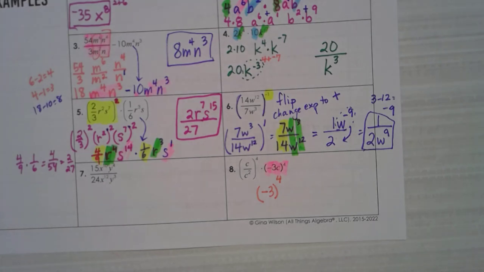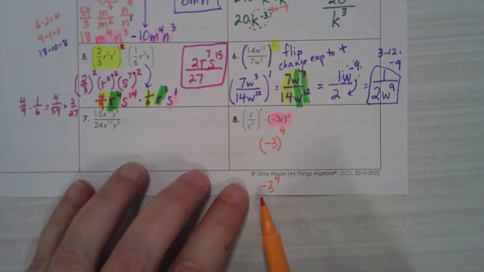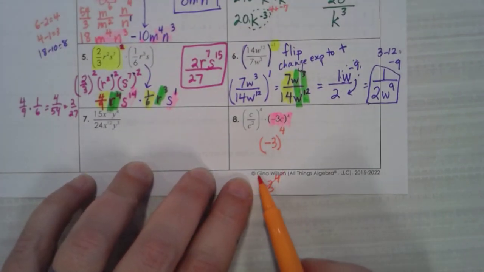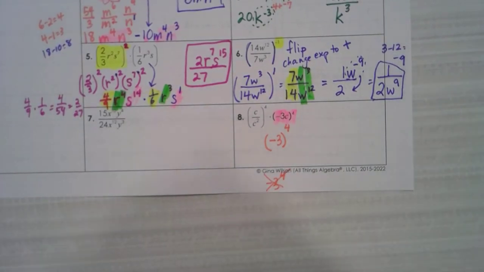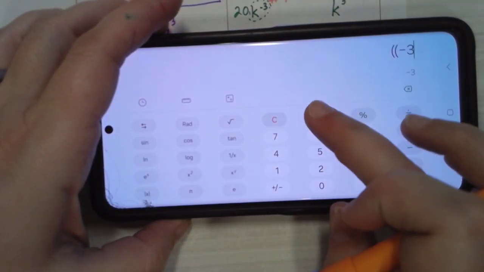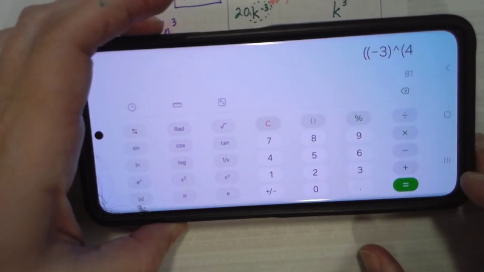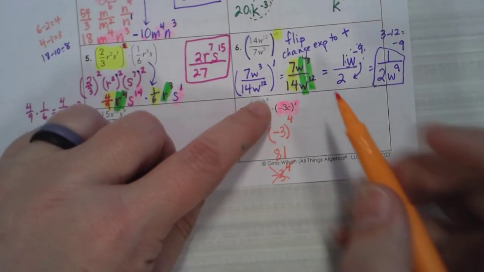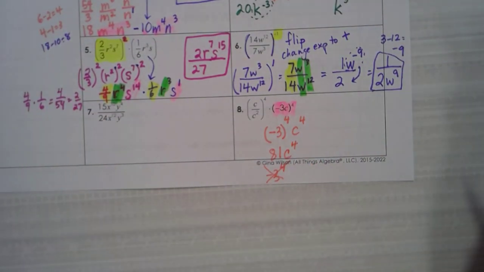Don't just type it in as negative 3 to the 4th. Your calculator will give you a wrong answer. Your calculator will do 3 to the 4th power and then make it negative. So don't do that. This is negative 3 times negative 3 times negative 3, which is going to be parenthesis negative 3 raised to the 4th power, which is positive 81. And then we have c to the 4th power, which we won't do anything with.